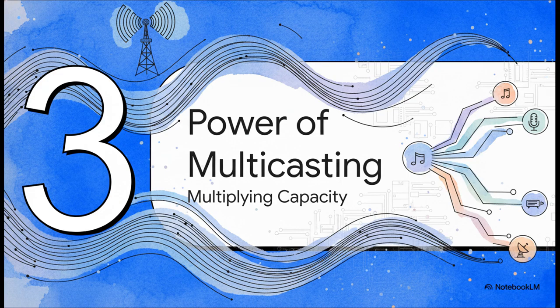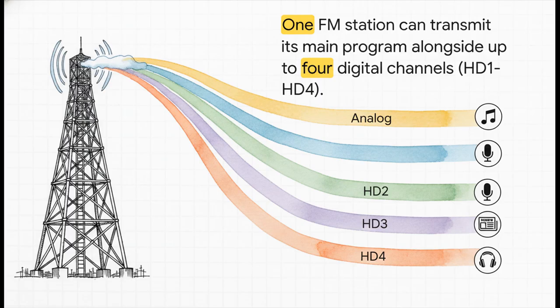Okay, so we've got the architecture down, but what can you do with it? What new doors does this open? Well, the biggest one, by far, is the power of multicasting. And this is the real game changer for any broadcaster. Suddenly, you have the power to send out multiple, completely separate program streams, all from your one single FM frequency. It literally multiplies what your station is capable of.